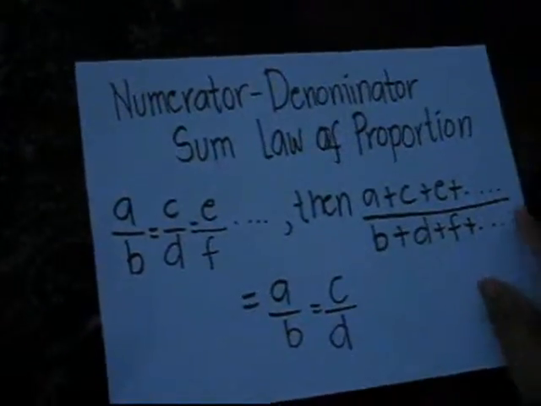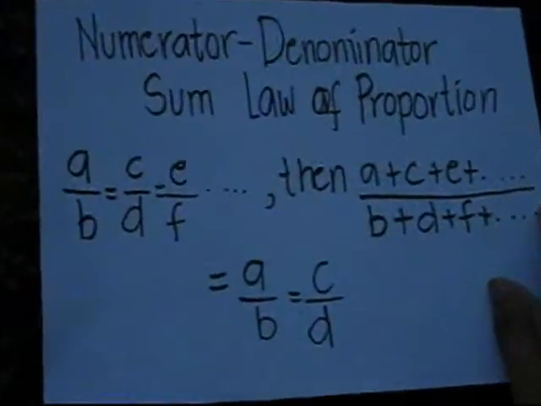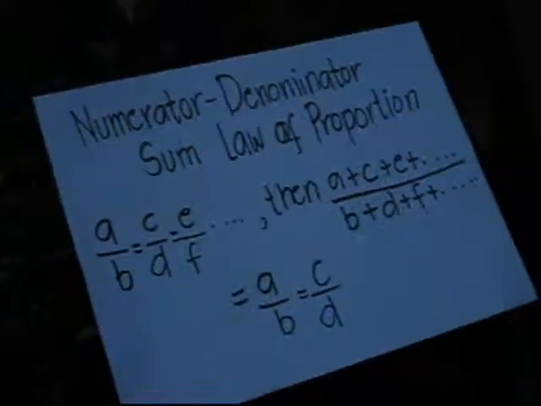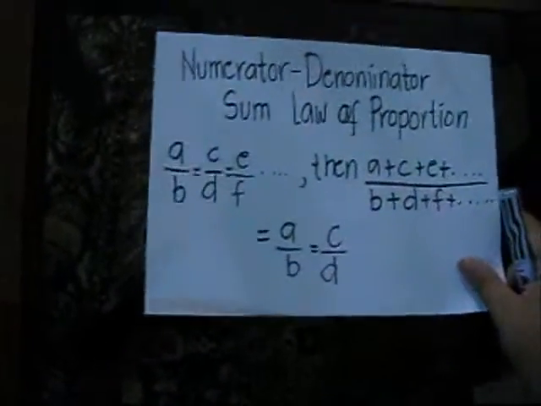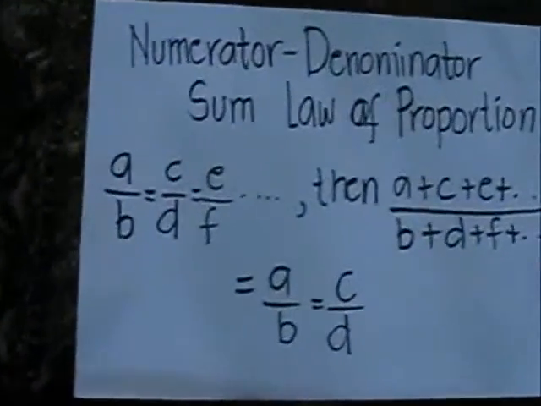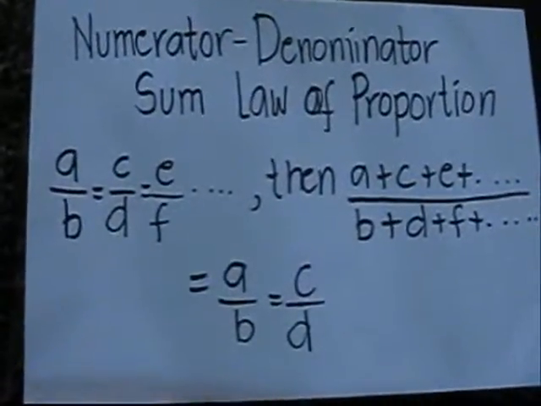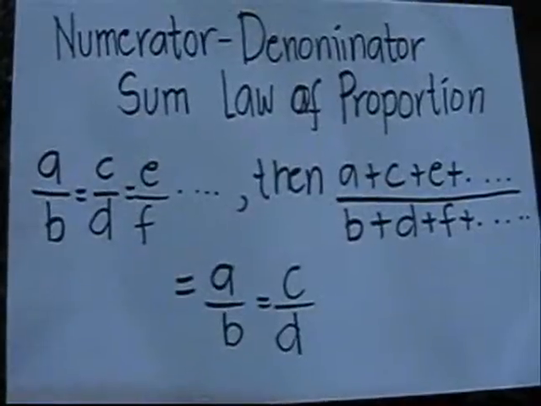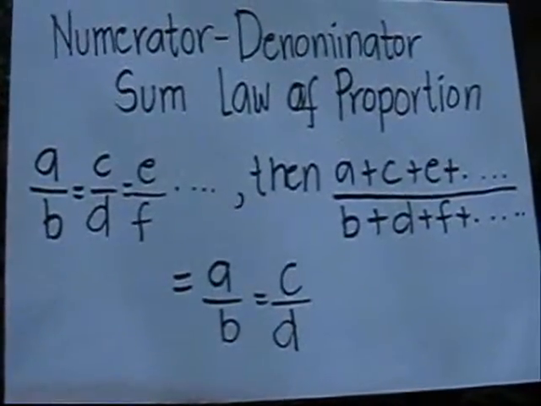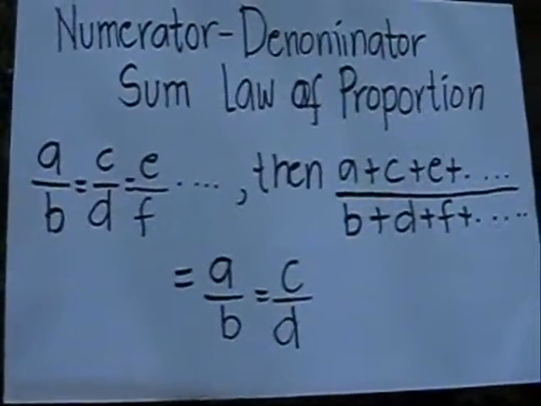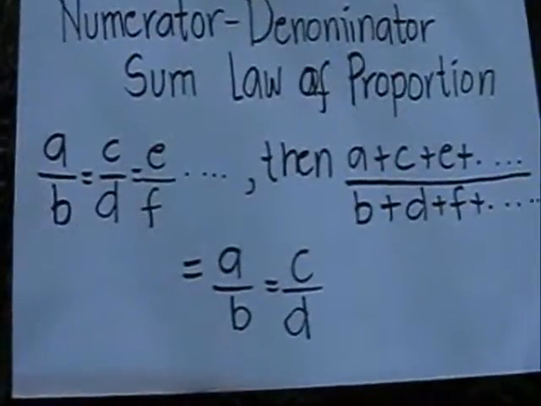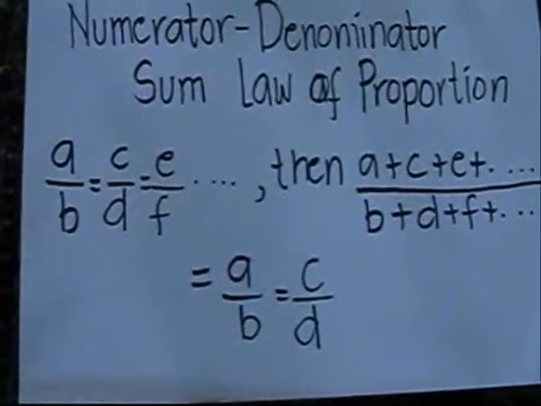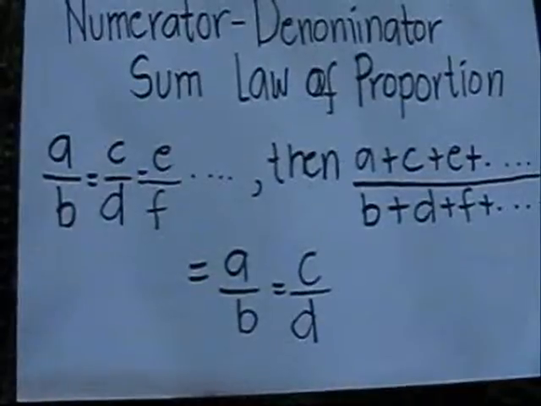The sixth law of proportion is the numerator sum law of proportion. If A is to B as C is to D as E is to F, then A plus C plus E and so on and so forth, all over B plus D plus F and so on and so forth, equals A is to B as C is to D.